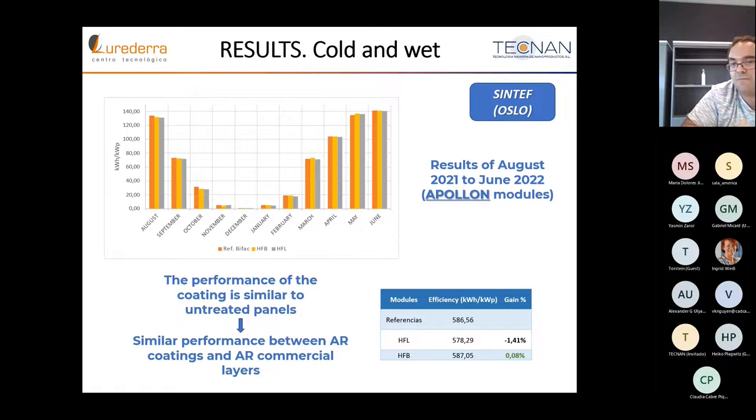So we were able to achieve the same conversion, the same efficiency, using our nanocoating as using the commercial anti-reflecting layers. But we have the advantage that this technology can be applied and used in very different situations.